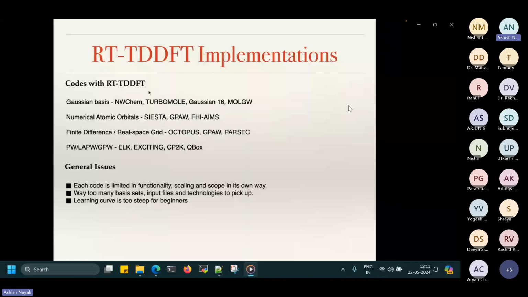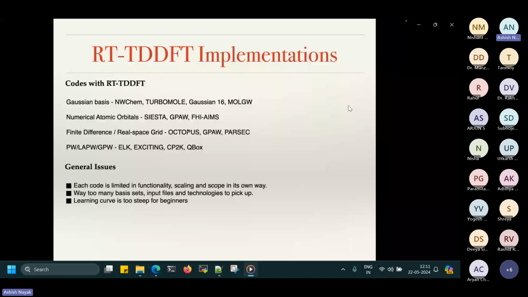Numerical atomic orbitals are used as basis. These are very interesting because you get the benefit of a localized basis as well as the computational efficiency coming from real space grids. These are used in codes like SIESTA. A lot of people who are working on transport phenomena would be familiar with SIESTA. People working on extended systems would have used GPAW, which basically uses projector augmented wave and has different modes. FHI-aims also now has an implementation.